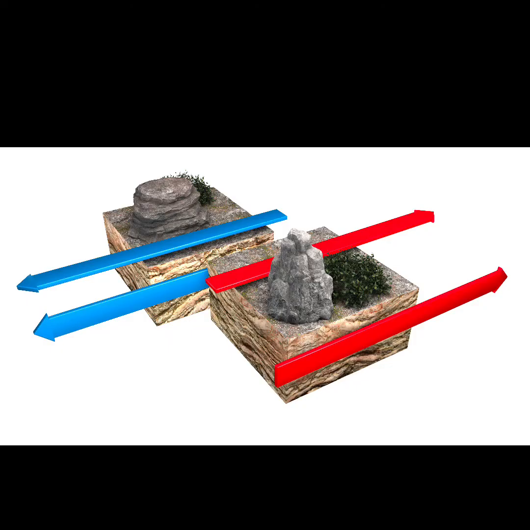Conservative plates are where 2 plates slowly slide past each other in different directions. The edges of these 2 plates are uneven, so when they brush against each other, they get stuck, which causes pressure to build up. When this pressure is released, it causes an earthquake.